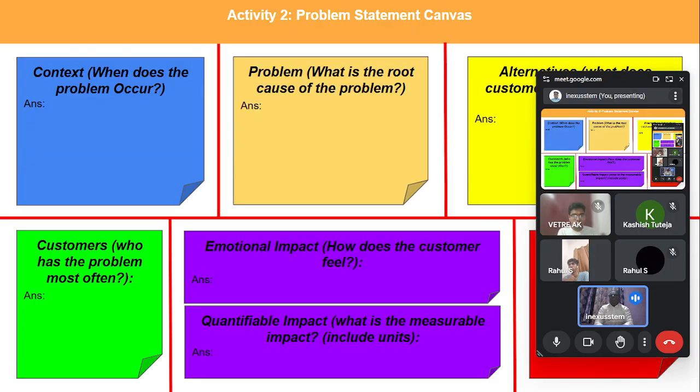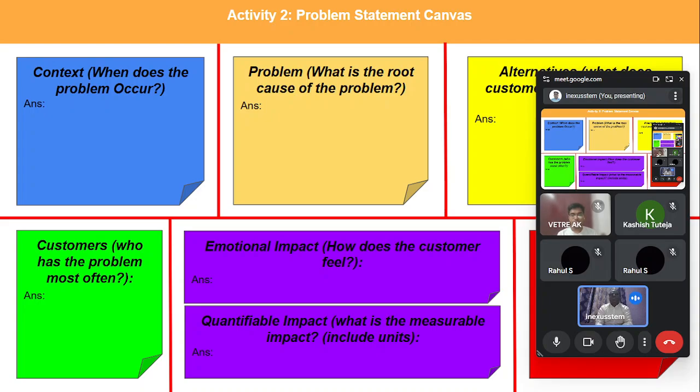Similarly, I taught you about the problem statement canvas. In that context, when does the problem occur? And what is the root cause of the problem, which is known as problem? Alternatives: what alternatives do customers use for the previous problem-causing system? And then customers, the lower left corner. In that, who has the problem most often? You please answer that question with these digital sticky notes.